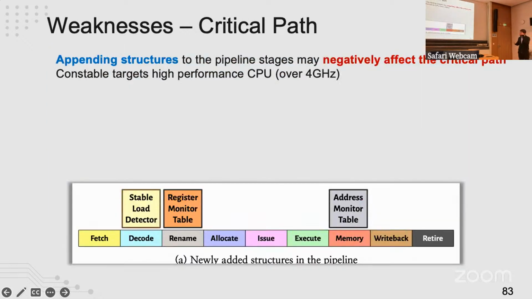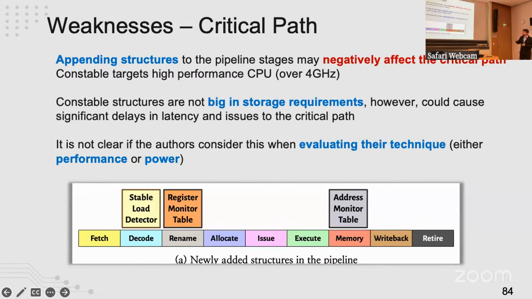Another issue, maybe more on the technical side, is that appending structures to the pipeline stages may negatively affect the critical path. Constable, from its inception, targets high-performance CPU systems running at over 4 GHz. Constable structures maybe are not that big in storage requirements. However, they could cause significant delays in latency and issues with the critical path in the processor itself. It's not clear if the authors considered this when evaluating their technique, neither on the performance side nor in the power domain.